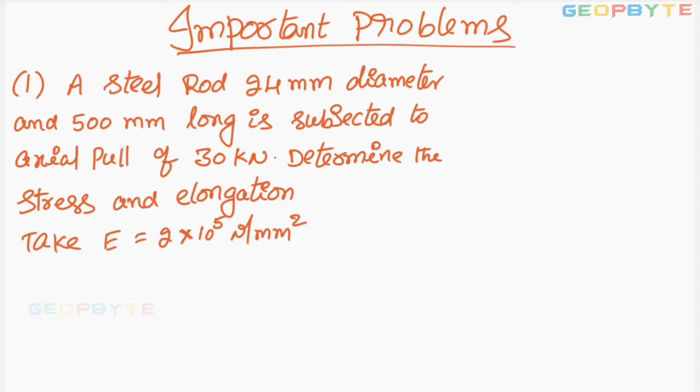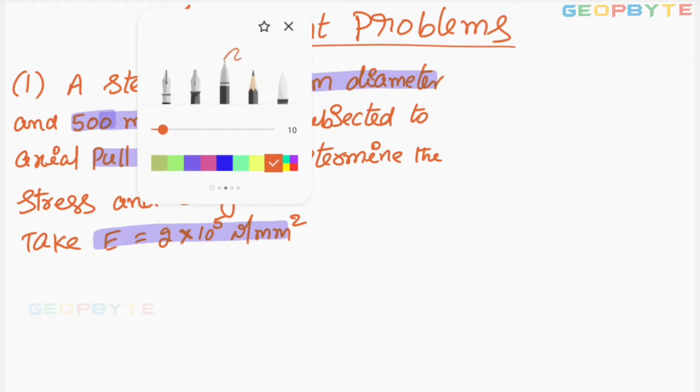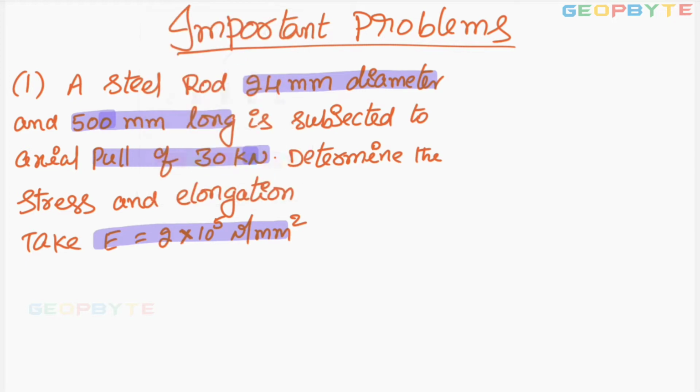A steel rod 24 mm diameter and 500 mm long is subjected to a pull, means here load 30 kilonewtons. Determine the stress and elongation. Young's modulus is given 2 into 10 raised 5 Newton per mm square. Let us complete this problem. This is an easy problem, not that in-depth, very easy problem. Let us do that problem.